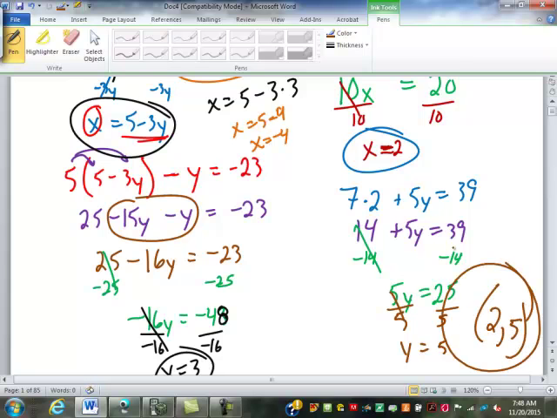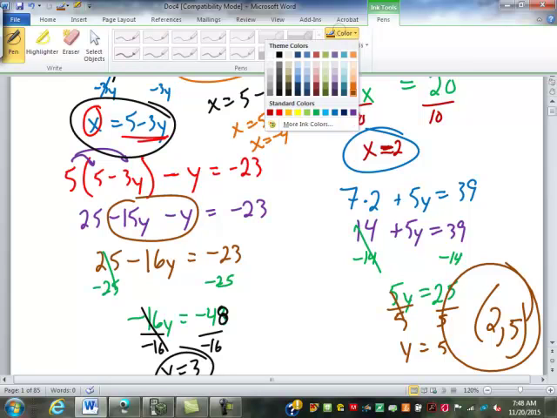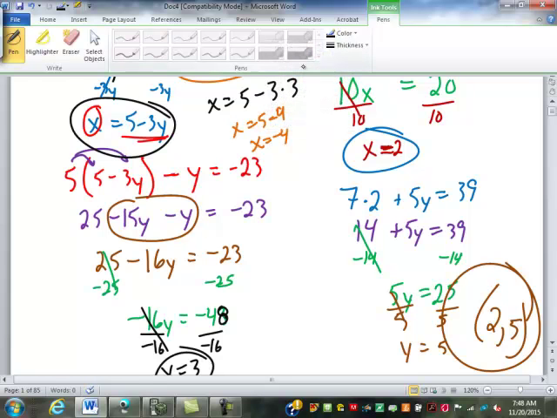How many had 2, 5 for the second one? So a few of you even had both of them right. Cool. Guess what that means? I don't know. You like eggnog? It's time for a quiz.